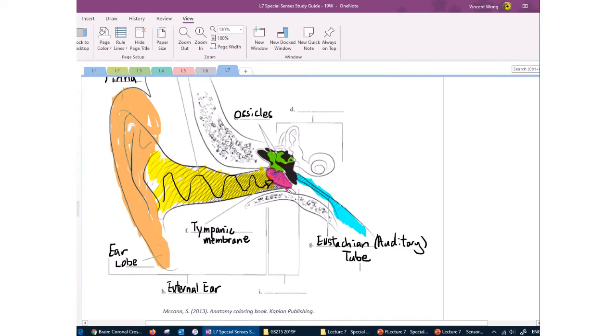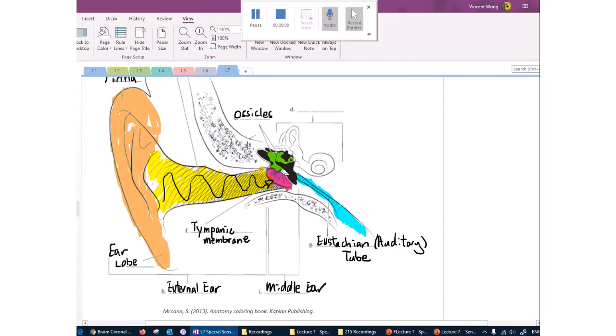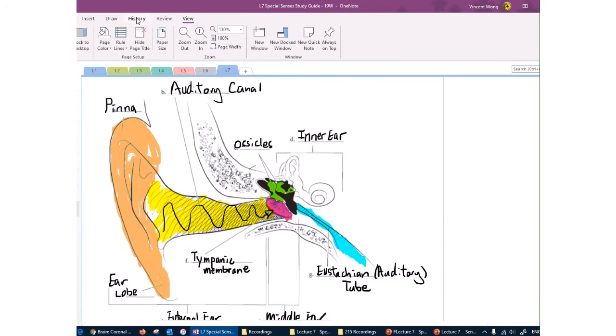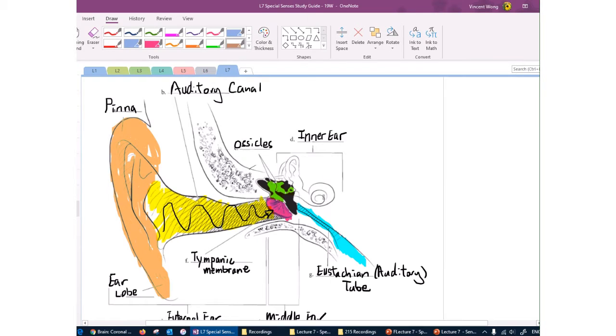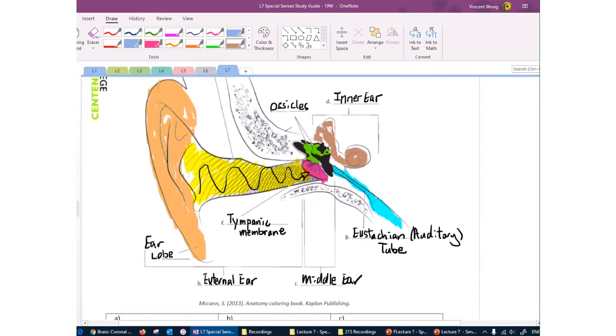So the ossicles, tympanic membrane, and the Eustachian tube are part of your middle ear. And over here, you have your inner ear. Okay, so the inner ear has this snail shell looking structure called a cochlea, and we will be labeling that shortly. Okay, so there we go. External, middle, and inner ear.